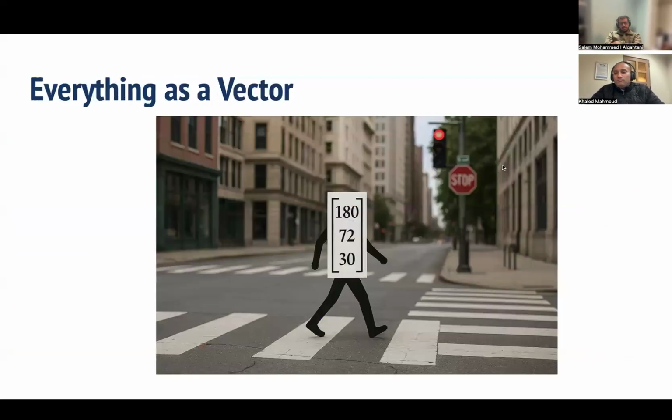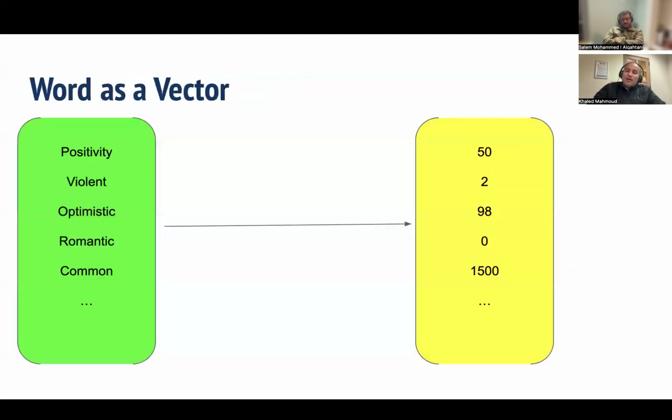So Dr. Salim might normally see people in the streets. Someone else, like the computer, might see everybody as a vector. Even people walking in the street, it sees them as vectors. And this takes us to the concept of a word as a vector.